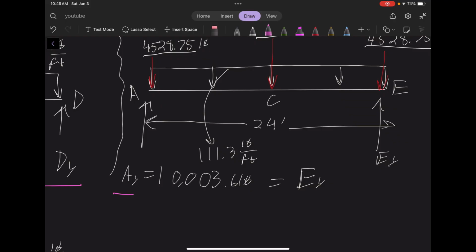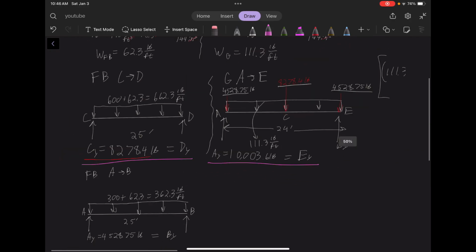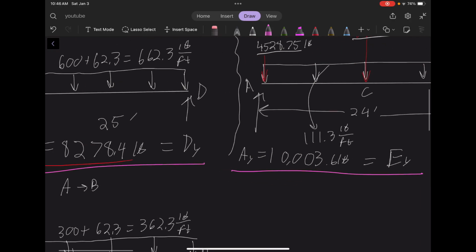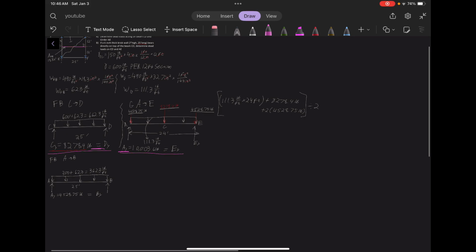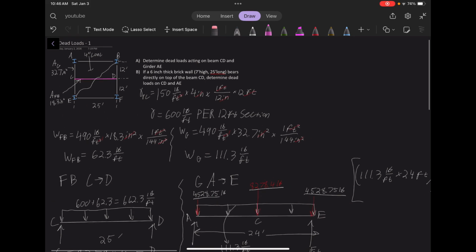And that is our answer for the dead loads to the girder. So these are the answers here, and this is the answer to part A. Whew. Okay, now part B. Now we take a 6-inch thick brick wall that's 7 feet high and 25 feet long, and put it directly over the floor beam CD. Determine the dead loads now again on CD and AE.